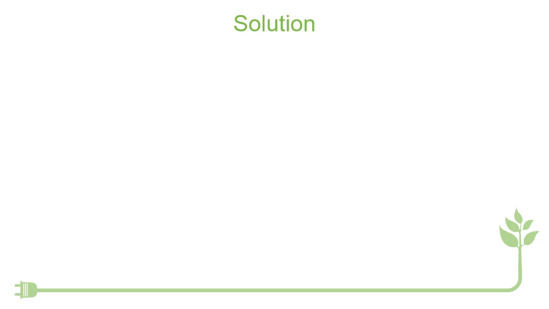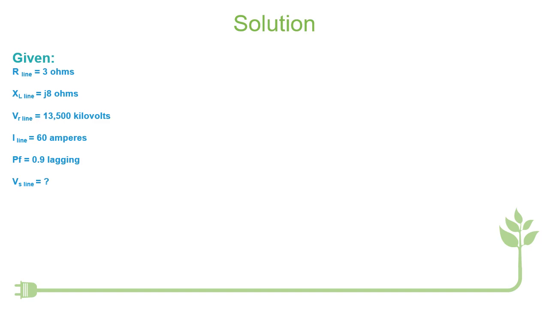In solving short transmission line problems, it is highly recommended to take down the given parameters first. In this problem, we have the following parameters. Resistance of the line is equal to 3 ohms. Reactance of the line is equal to 8 ohms. The voltage at the receiving end, line to line, is equal to 13,500 volts. The current on the line is 60 amperes. And lastly, the power factor is equal to 0.9 lagging.